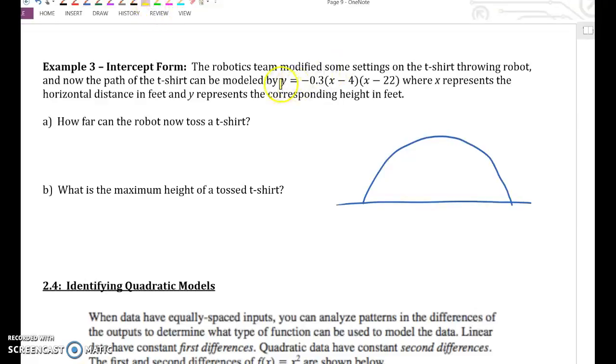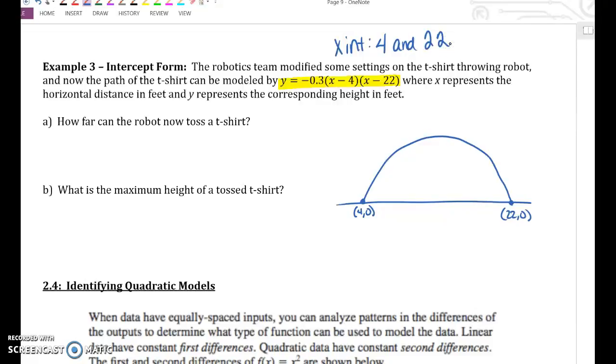This particular equation is written in vertex form. Did I say vertex form? Totally meant intercept form. This is written in intercept form. So the x-intercept here is the point 4, 0. The x-intercept is at 4. The other x-intercept is at 22. So the x-intercepts are at 4 and 22.